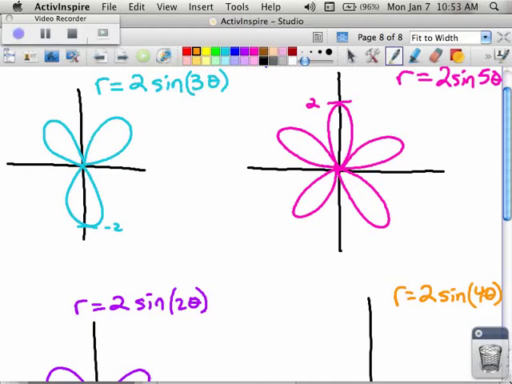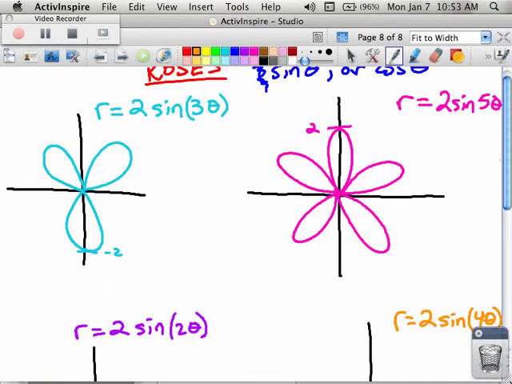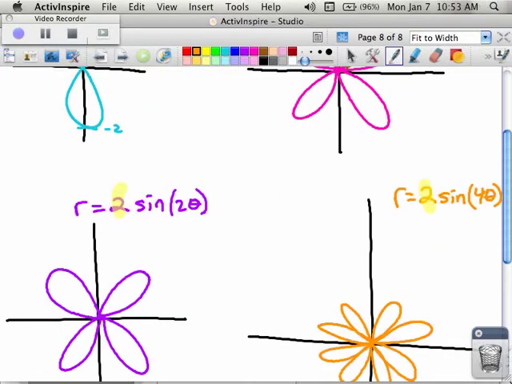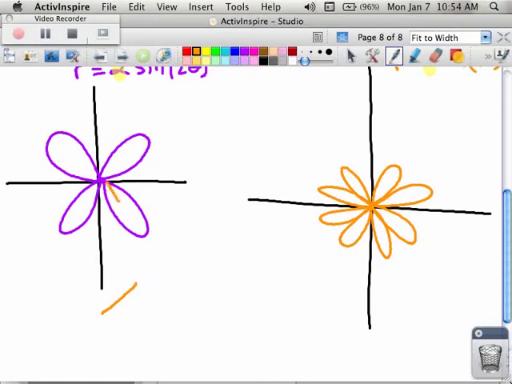So let me point out one more thing. In every single case, if you look at these numbers that are in front, the only thing that they pertain to is the length of the petal. The length of the petal here is 2 units. The length of this petal is 2 units. The length of the petals down below, this length right here is 2, and the length here is 2. In every single case, the number that comes preceding the trig function is the length of the petal.